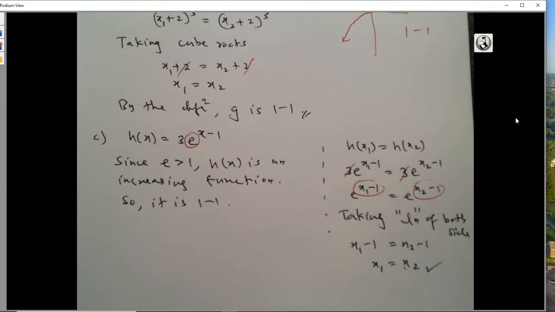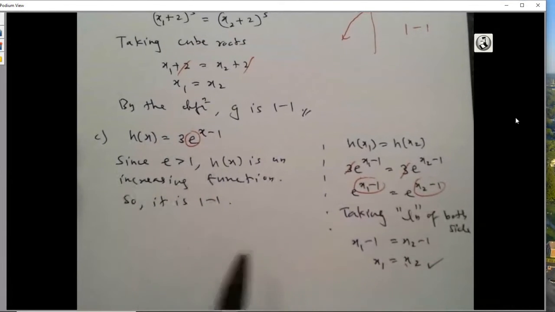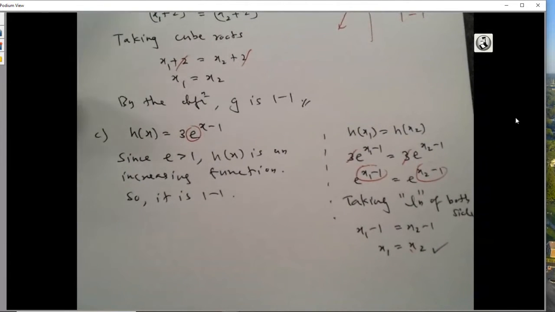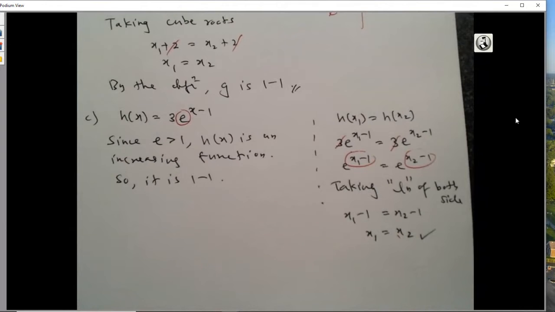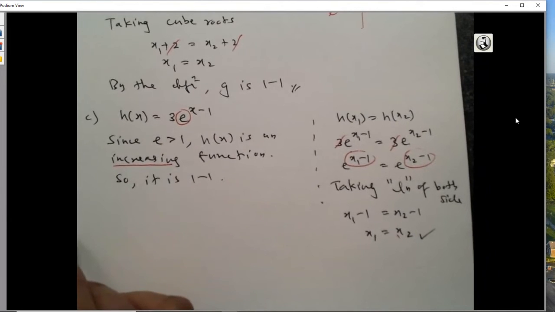So for this one, it's an increasing function. That's what you have to write, and you're done. This is a little long, but that's about that. The major part was we know that if a function is increasing or decreasing, it is one-to-one. That's the property we use here. Good. Question number 3.